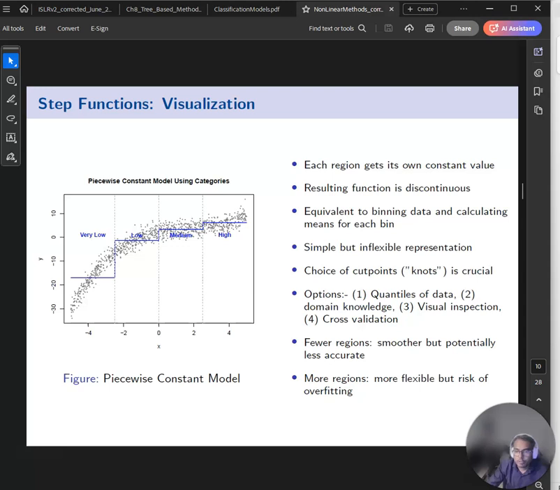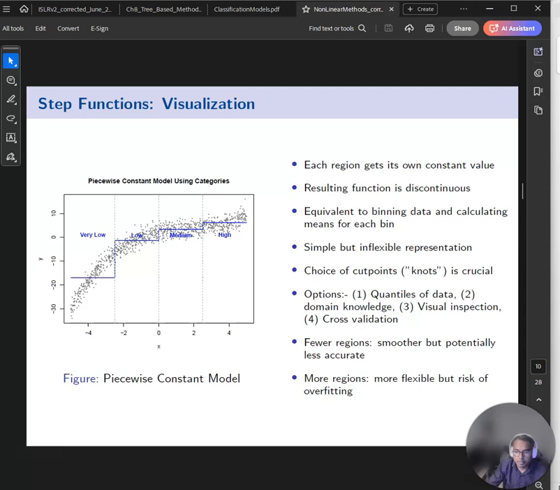There is also a trade-off in how many regions to create. Fewer regions give you a smoother, more stable model, but can potentially miss important patterns. More regions create a more flexible model, but increase the risk of overfitting your model to the noise of the data.